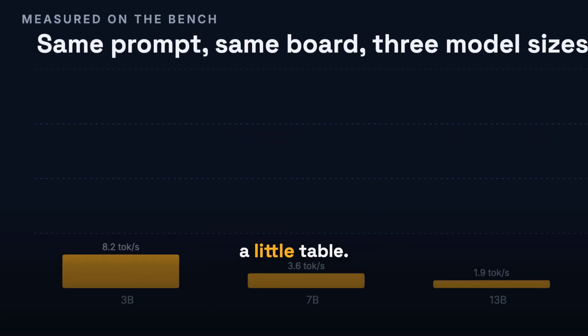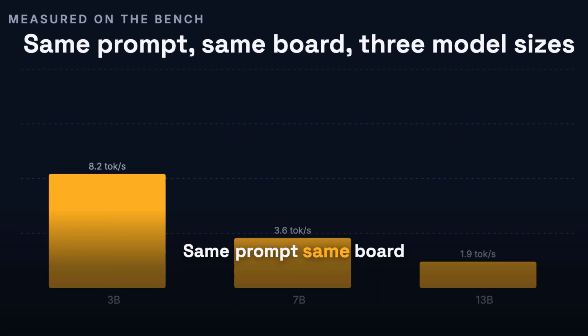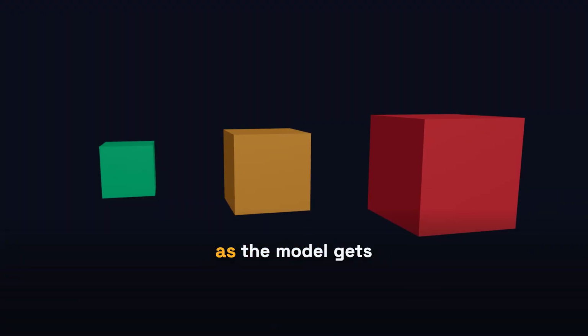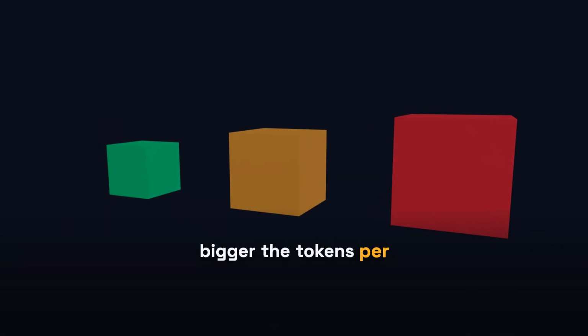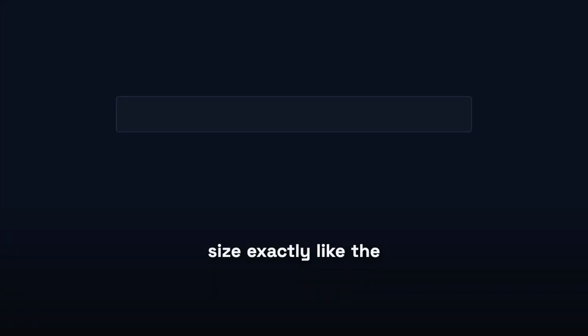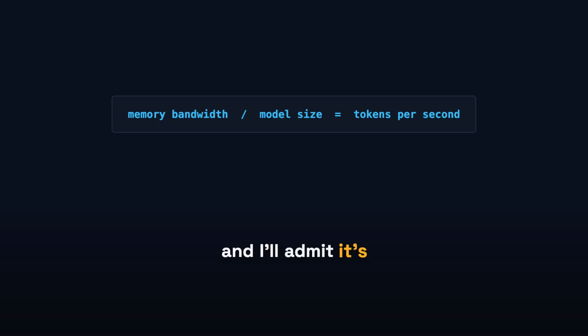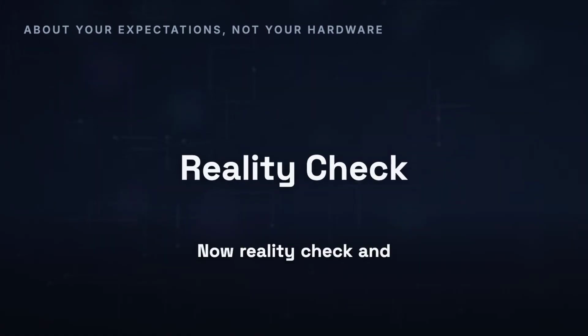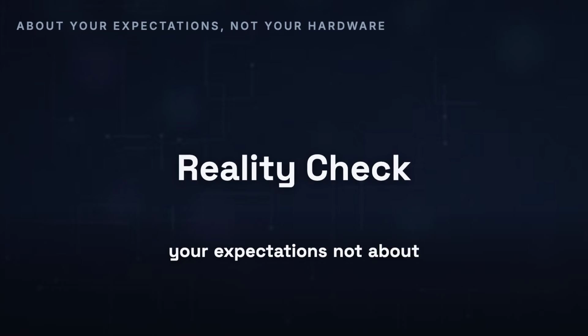Okay, so let's build a little table. Same prompt, same board, 3 model sizes. And you'll see it right there in the numbers. As the model gets bigger, the tokens per second come down, roughly in proportion to the size, exactly like the formula said it would. And I'll admit, it's pretty satisfying when the theory just falls out of the measurement like that.